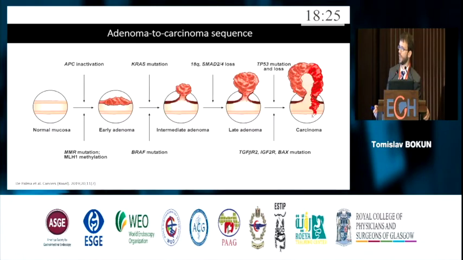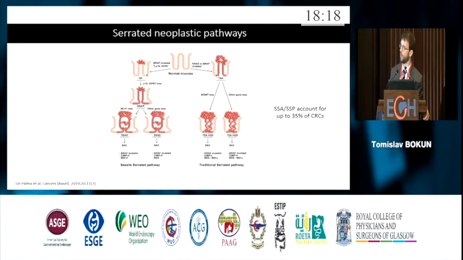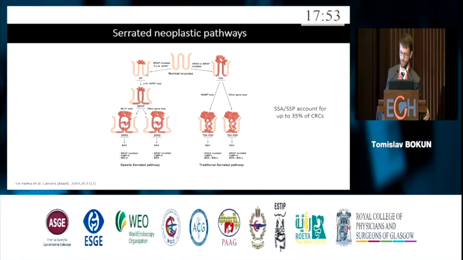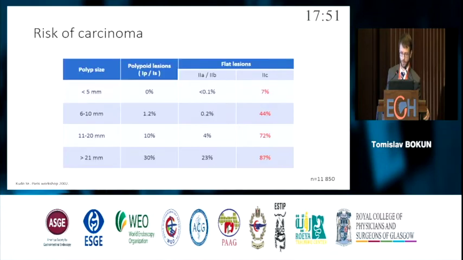And we know that cancers arise from polyps, from adenomas. We know this from the adenoma to carcinoma sequence, and also there are serrated lesions that are, in a way, new kids on the block. We know much more about them nowadays, and we are familiar with serrated neoplastic pathways, and we know that sessile serrated adenomas are responsible, according to the literature, for up to 35% of colorectal cancers, many being interval cancers.